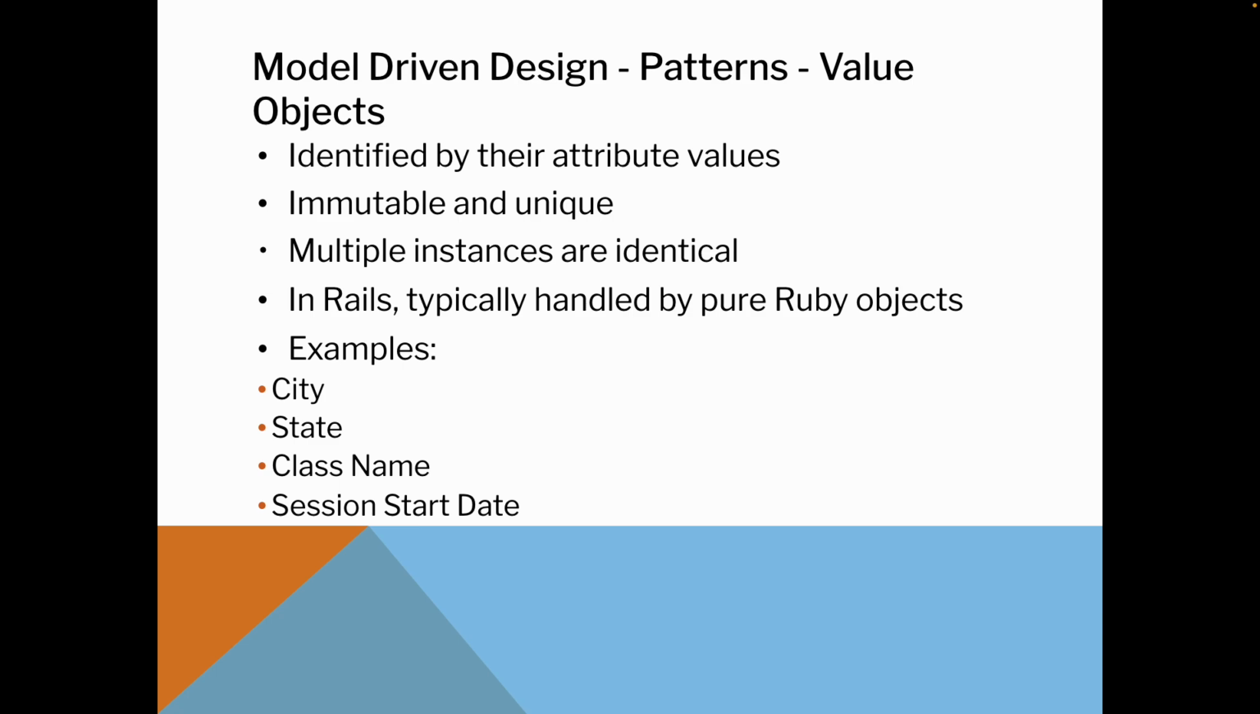They're usually immutable. You're supposed to make them immutable because it's confusing if you make them mutable, because when you mutate them, they actually become other objects. So that's why usually they're not supposed to be mutable. And multiple instances are identical, like I mentioned. And they're usually handled by pure Ruby objects.